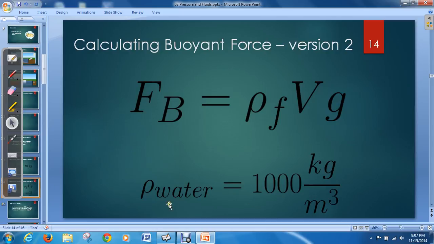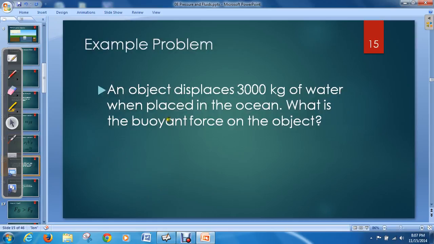Okay, so I just plug that into the equation. If it's in water, I find the volume of the object, times it by g. That's my buoyant force. Okay, so again, there's two different versions. Okay, it just depends on the question. In most practical situations, you're going to be using this version though. Okay, so let's try two problems really quick. Okay, so this one, it says an object displaces 3,000 kilograms of water when placed in the ocean.